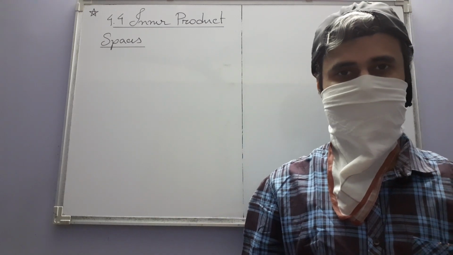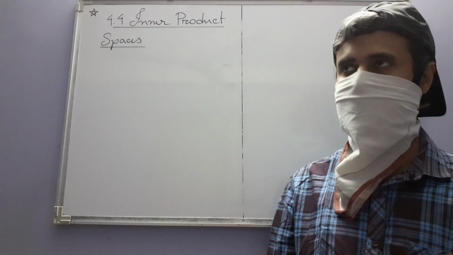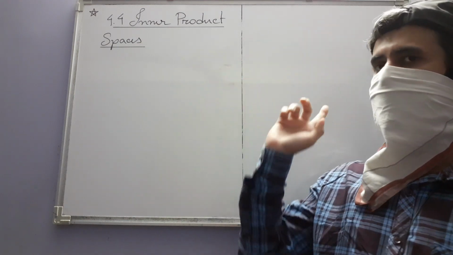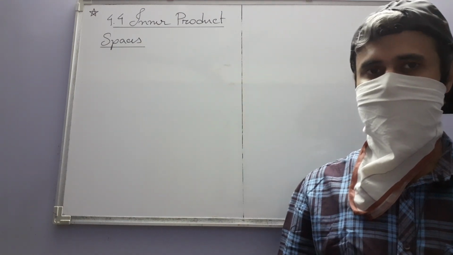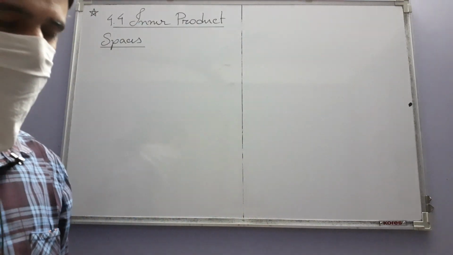Okay, so we are now going to start the next section. Having seen dual spaces in the previous section, now we are going to see inner product spaces. So let us recall some things that we already know from our study of physics and geometry. That is, I am talking about vectors, actual vectors.